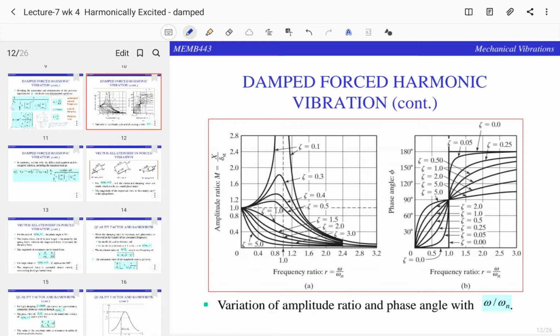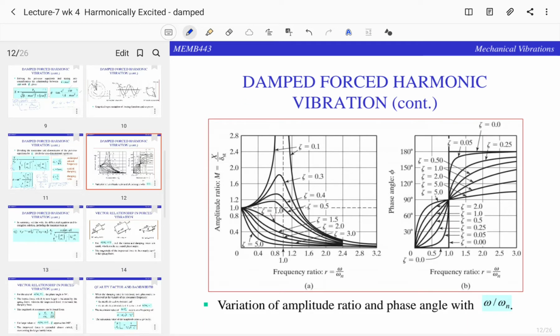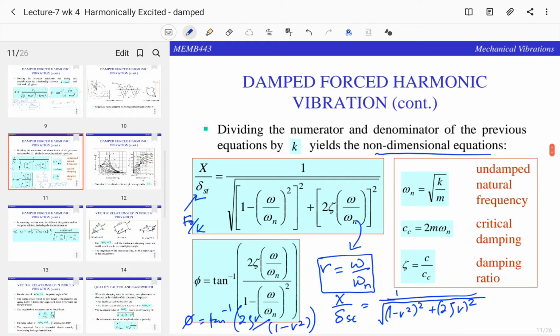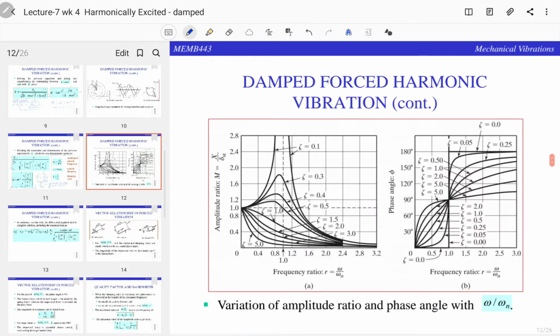We have seen in the previous lecture that you have damped forced vibration. Basically, these are the main equations that we looked at in terms of the amplitude ratio equation, and also phi is the angle. So if we plot this, how does it look like? This is how it looks like.